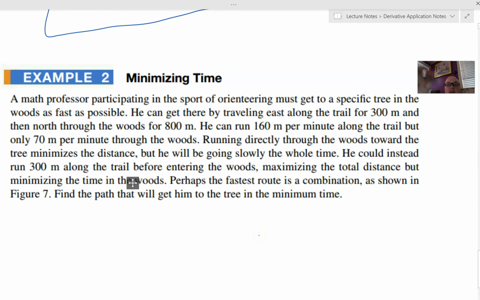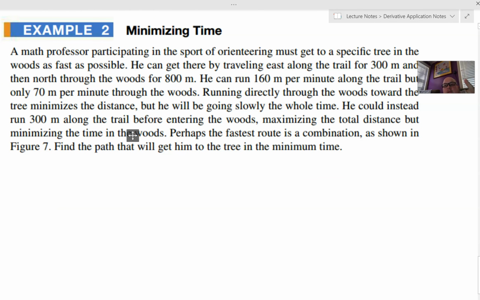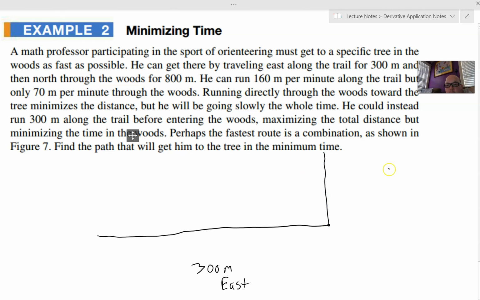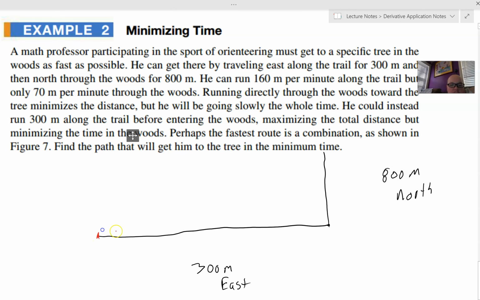Now, in the book and in your homework, it may provide you the picture. Here, I'm not showing you a picture, but we can draw this picture with all the information given. So we go 300 meters east, and then we're going 800 meters north. I know this is not proportionally drawn correctly. That's okay. Never trust pictures to be drawn to scale. Now, as your problem says, he can walk some on the trail. So he can start here and then walk this distance. We don't know, so that's X meters. And then he's going to cut through the woods. The red part is cutting through the woods.